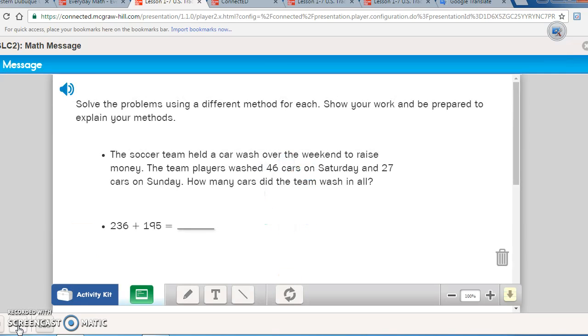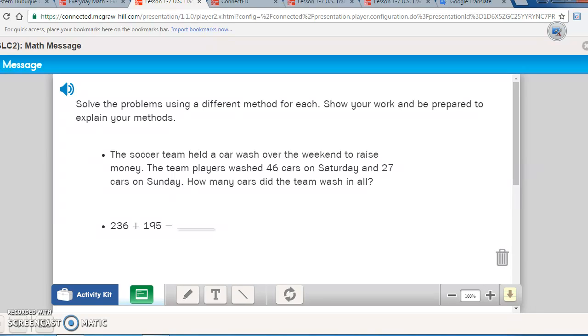Our focus is going to be on this next question. I want you to solve the problem using a different method for each. Show your work and be prepared to explain your methods. So, your choices are you can either add them up totally, you can do front end estimation, you can do close to estimation, or you can use traditional rounding to get your answer.